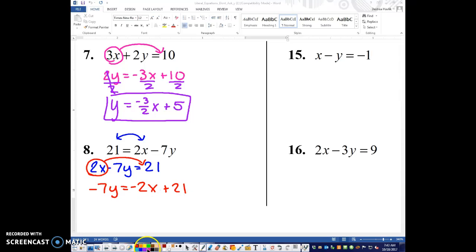What's our next step? Yeah, divide them all by -7. So this cancels. We have y equals, what's -2 divided by -7? 2/7. And what's 21 divided by -7? -3. So we write that as -3.